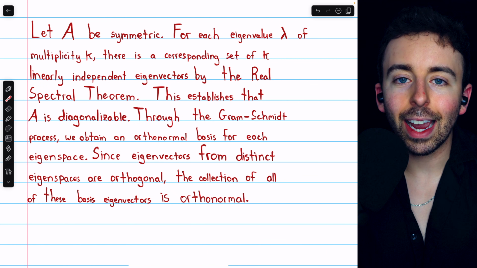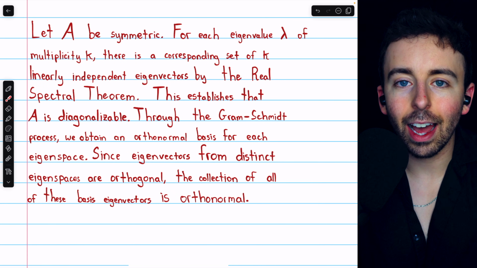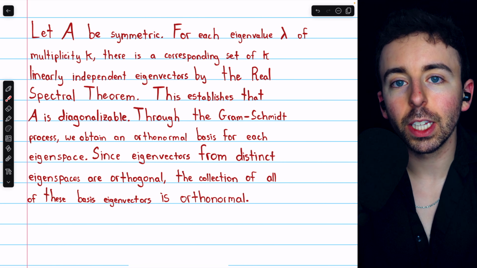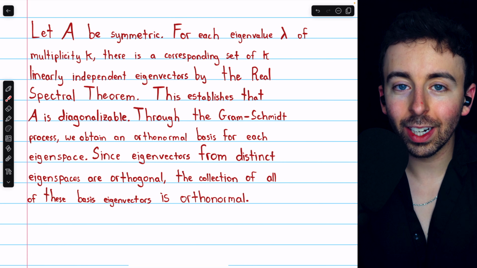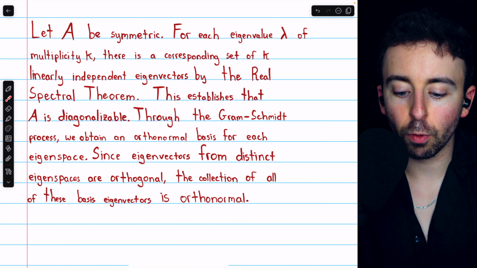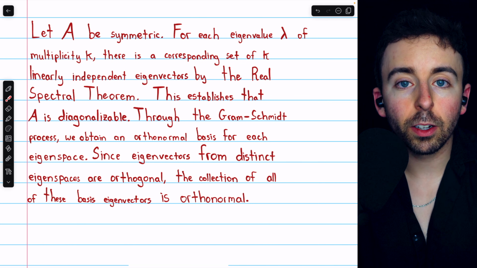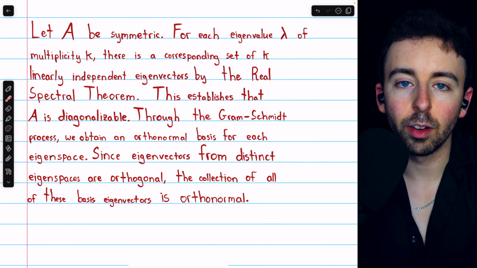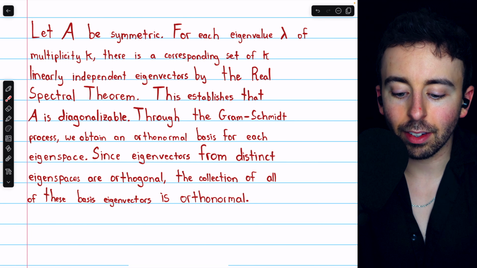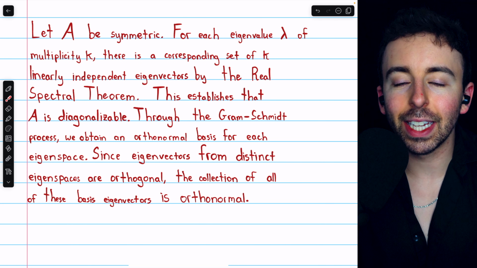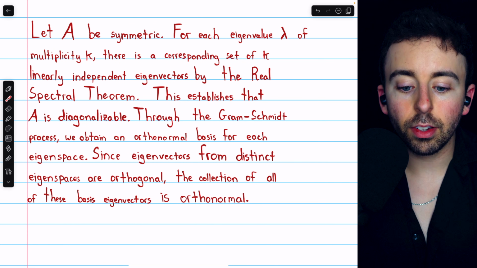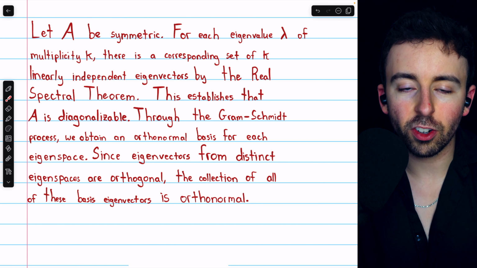You may recall that a diagonalizable matrix is diagonalized by the matrix P, whose columns are those n linearly independent eigenvectors. So we're going to stick with those eigenvectors and do some work with them. Specifically, we can perform the Gram-Schmidt process. By performing the Gram-Schmidt process on the set of eigenvectors for each eigenspace, we obtain an orthonormal basis for each eigenspace. I'll leave a link in the description to my lesson introducing the Gram-Schmidt process if you're not sure about that. So we have an orthonormal basis for each eigenspace.